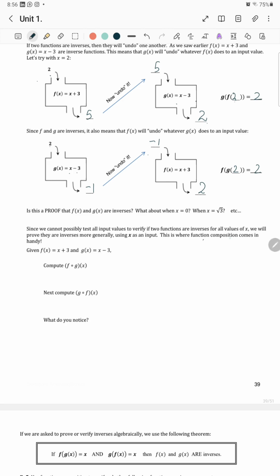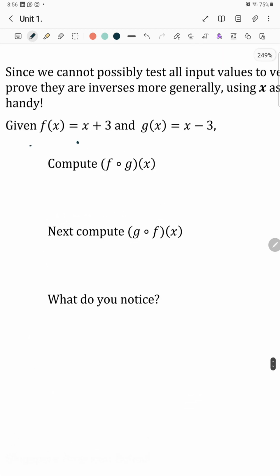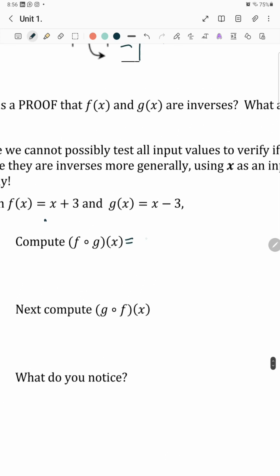So this is where function composition comes in handy. f of x is equal to x plus 3 and g of x is equal to x minus 3. So compute f of g of x, which is equal to f of x minus 3, which is equal to x minus 3 plus 3, which is equal to x.